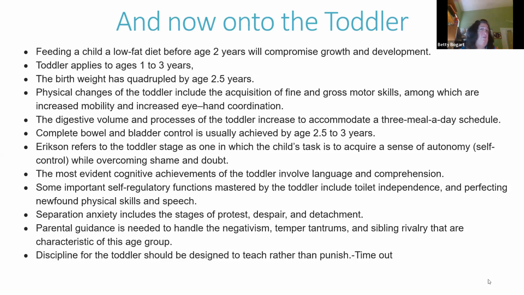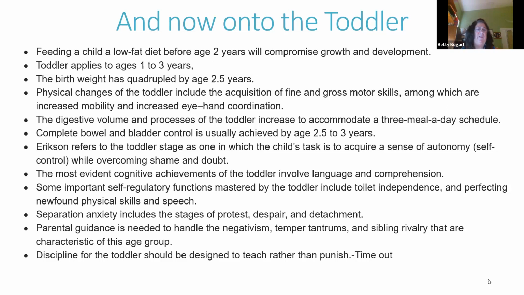Toddlers are ages 1 to 3, right? The birth weight should quadruple by about 2.5 years. You can see it slows down. The changes in the toddler, you see them at 1 year old. They are very clumsy and they waddle when they walk, right? They're going to be getting those fine motor skills, using the fingers, okay? And gross motor skills, the get up and go, go, go movement. And this helps. Their eye coordination, depth perception, hand to hand are all getting better and better and better.